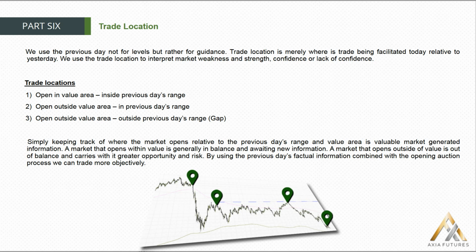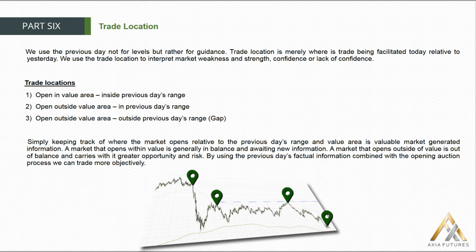So simply, keeping track of where the market opens relative to the previous day's range and value is a valuable market-generated piece of information. A market that opens within value is generally in balance and waiting for new information. A market that opens outside of value is out of balance and carries with it greater opportunity and risk. So by using the previous day's factual information combined with the opening auction process, we can trade more objectively, and that is why we identify the trade location based on the previous day.